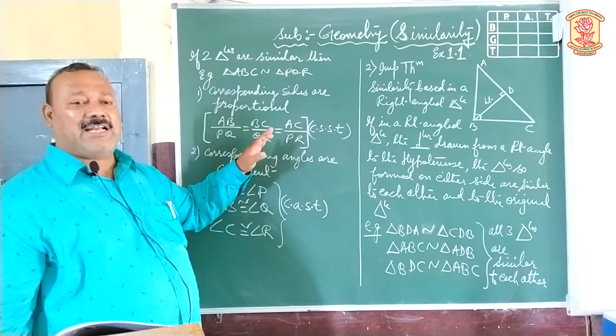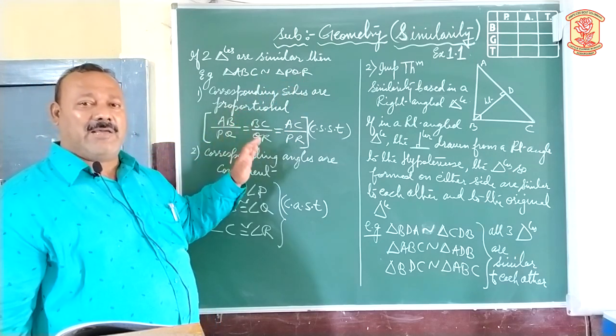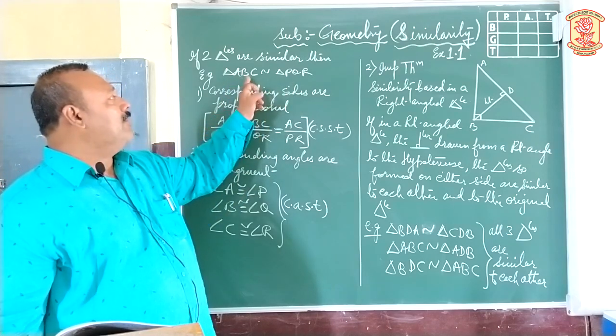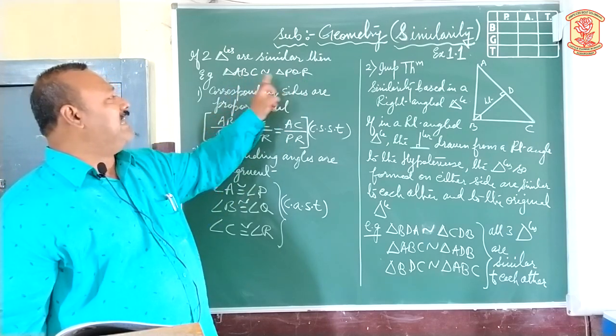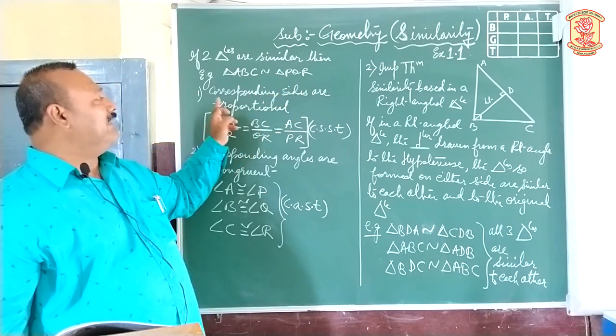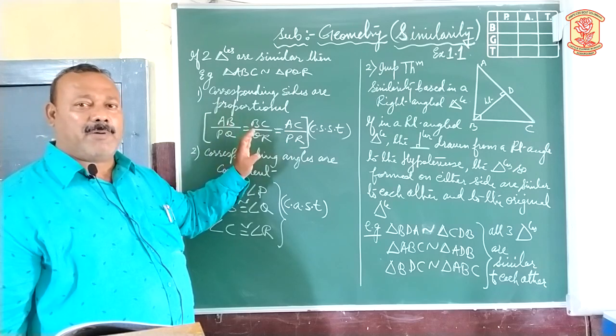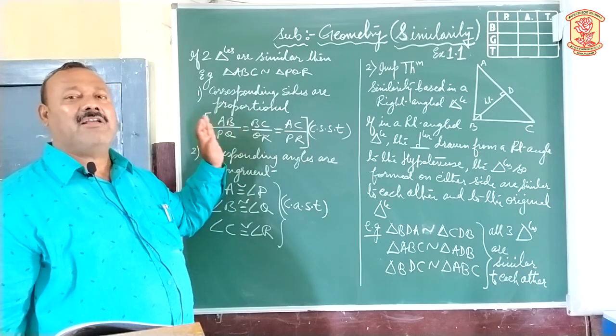Which are the corresponding sides? When we compare triangle ABC with triangle PQR, then we write AB upon PQ, BC upon QR, and AC upon PR. Then we say that these are the corresponding sides which are proportional. When will they be proportional? When two triangles are similar.